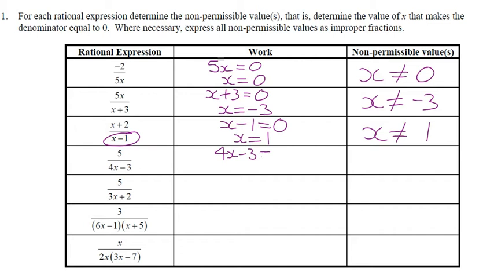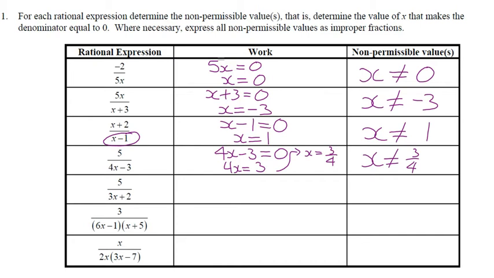4x minus 3 equals 0. Remember, my work is to say that that's equal to 0, to solve the equation where that's equal to 0. So 4x is equal to 3, and x will be 3 over 4. And then the non-permissible value, we now state that as x cannot equal, right? So x is not equal to 3 over 4.